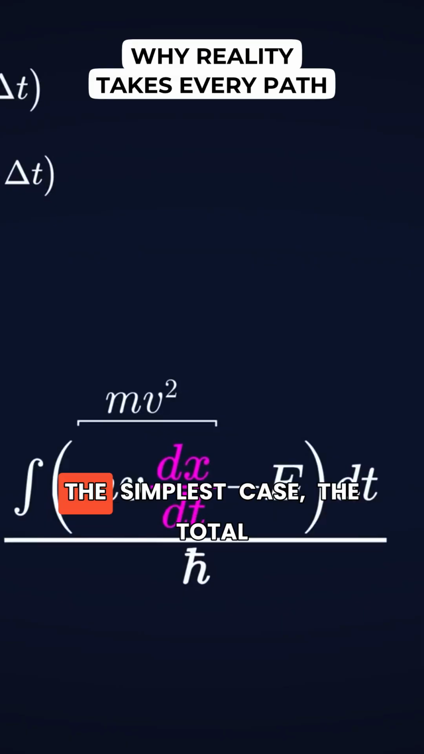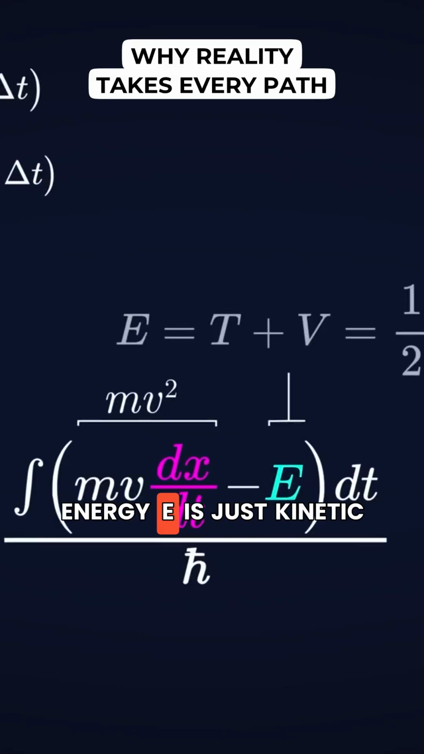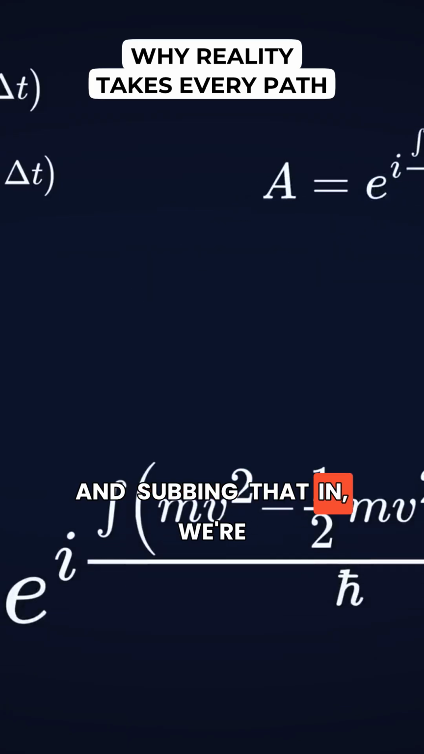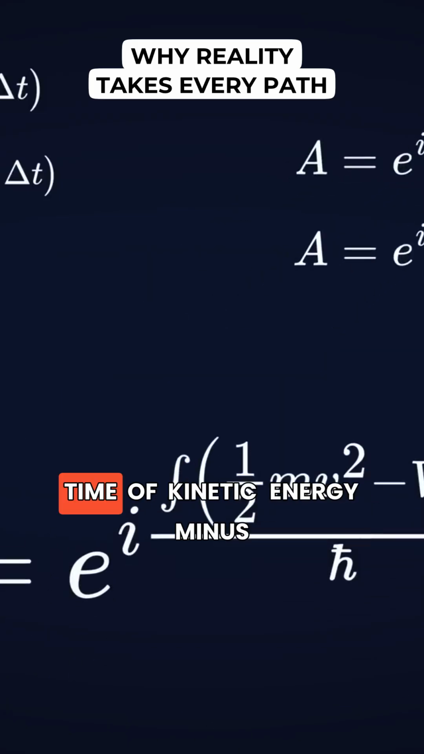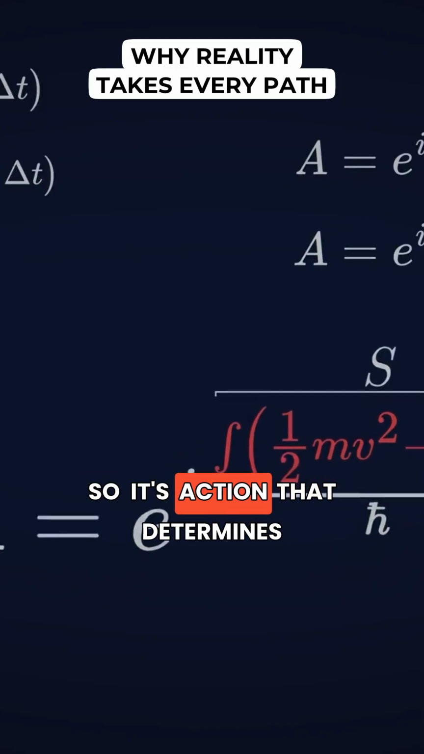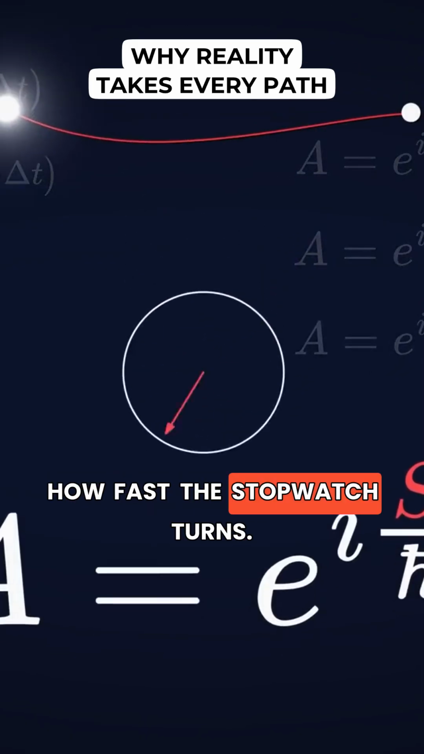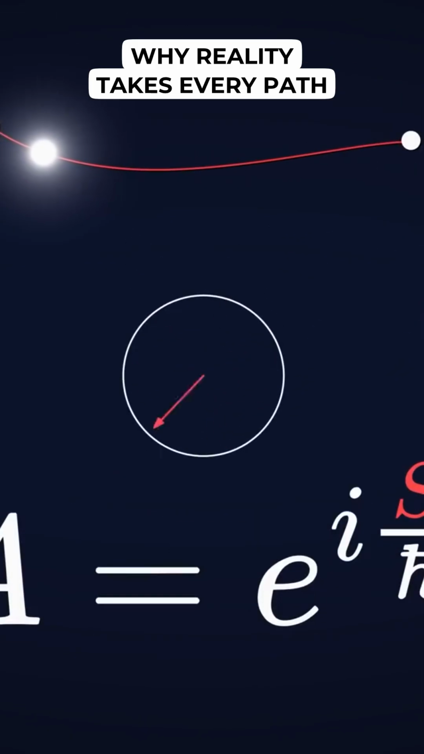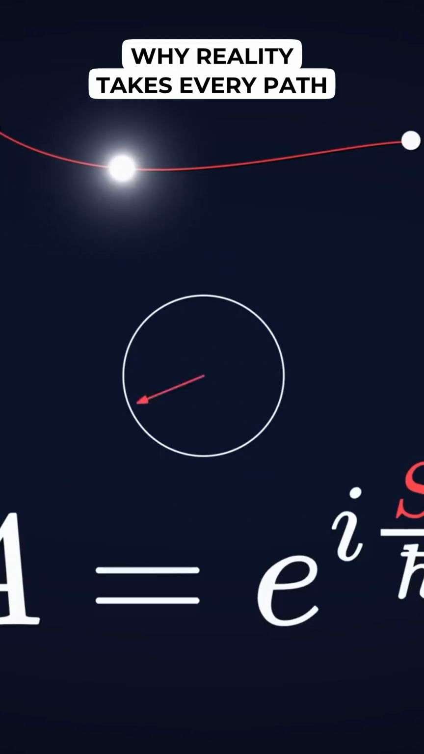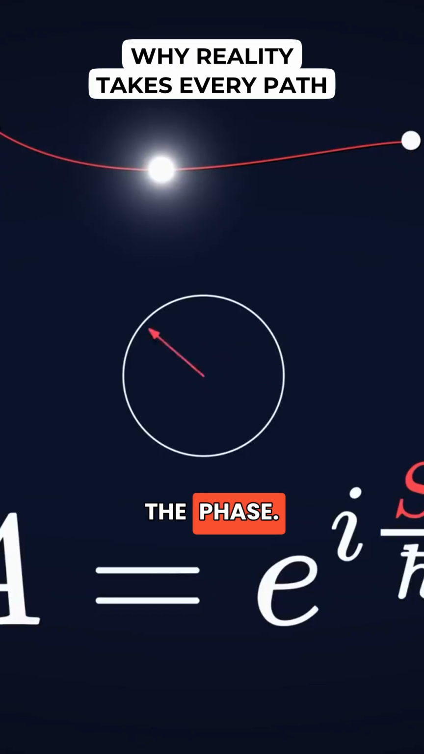Now, we know that in the simplest case, the total energy E is just kinetic plus potential energy. And subbing that in, we're left with the integral over time of kinetic energy minus potential energy. But wait a second, that is just the classical action. So it's action that determines how fast the stopwatch turns. As the particle moves along a trajectory, its action increases, and that is what increases the phase.